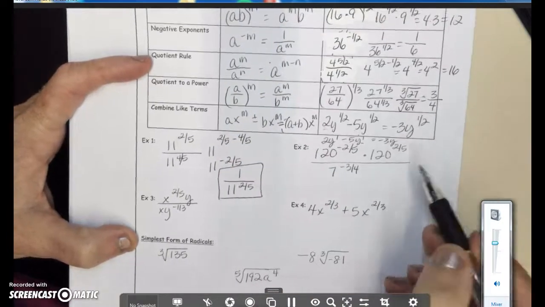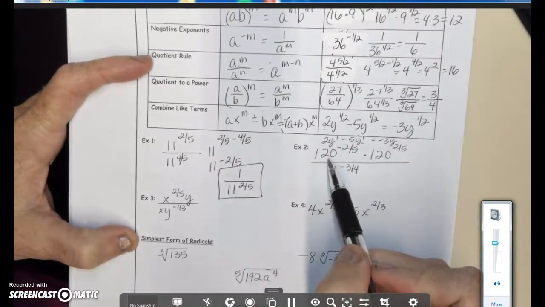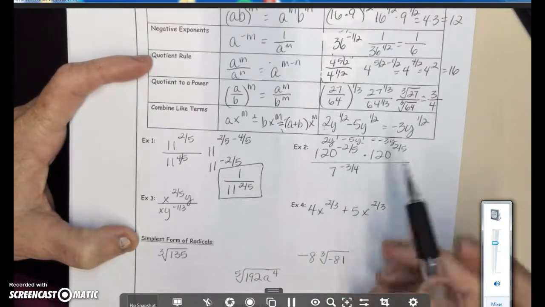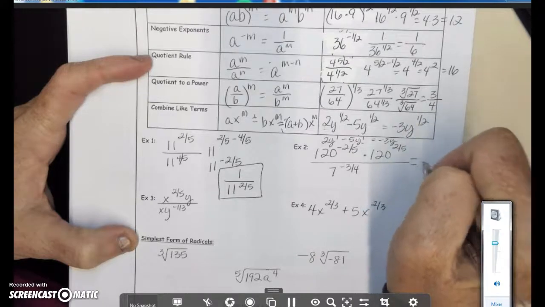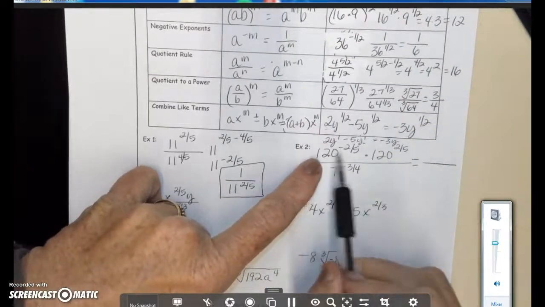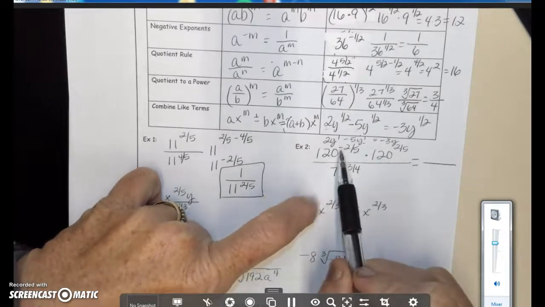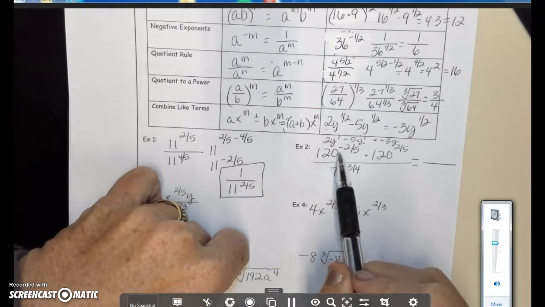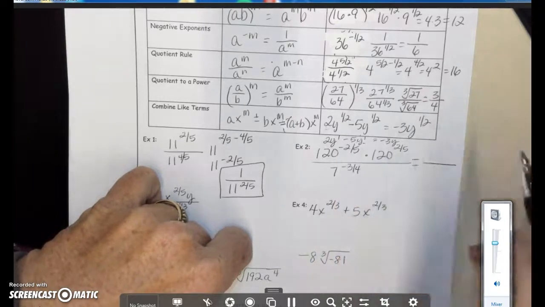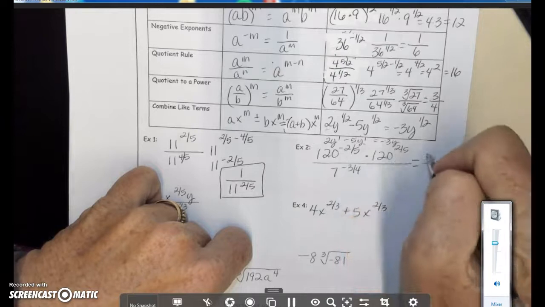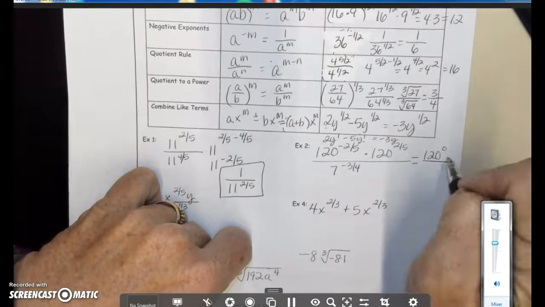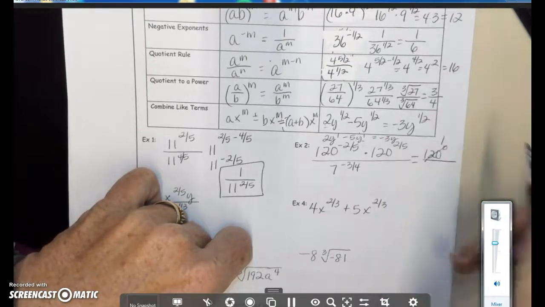Okay. Here I've got 120 to the negative 2/5, which means that's going to shift to the bottom and become... actually, let's make this easier on ourselves. We have the same base. Let's do that one. I was looking at it individually instead of cumulatively. So I have the same base. I can just add those exponents together. Well, negative 2/5 plus 2/5 just gives me 120 to the 0, which I know is 1. So I can just change that to a 1.